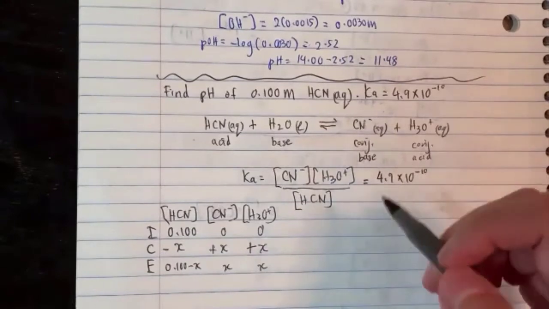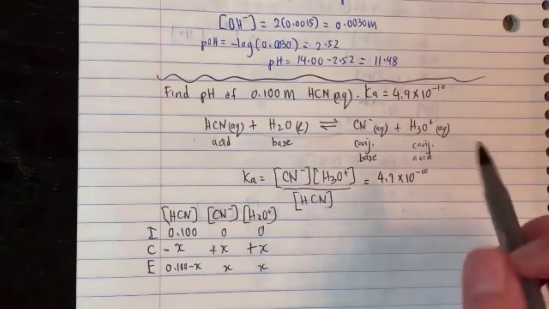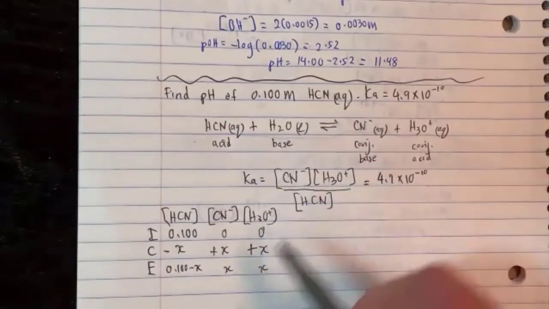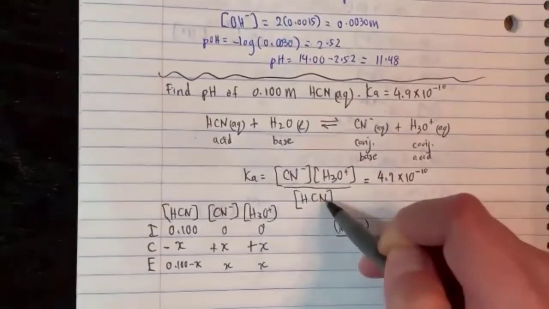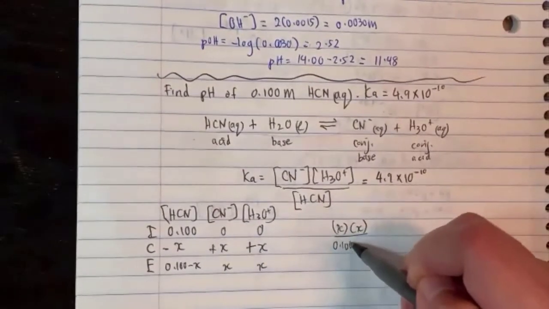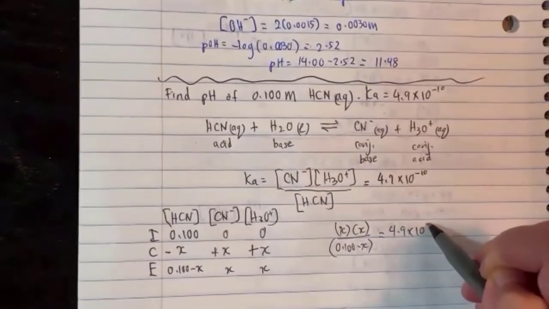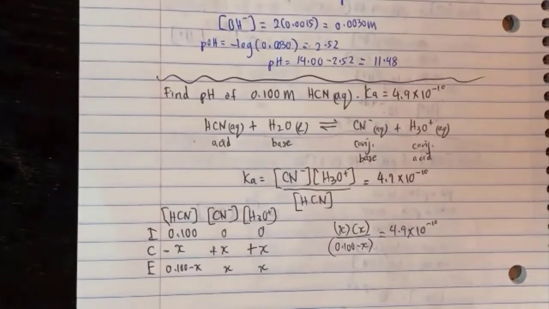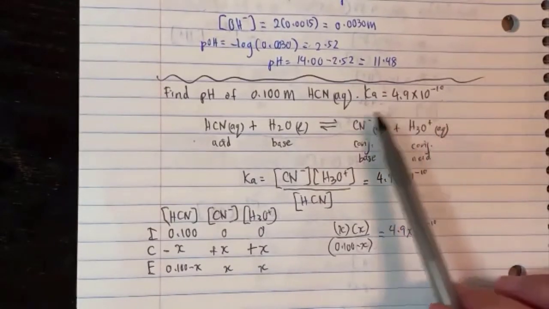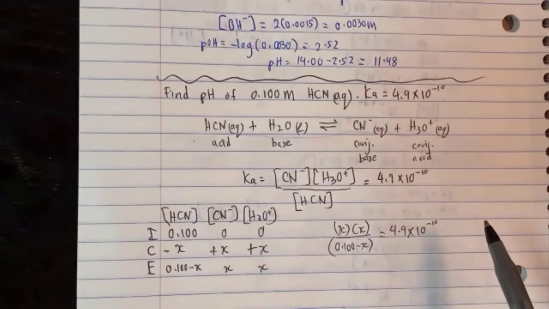Then we set up the K formula and plug these x values in. So this is CN and H3O plus, so it's x times x, and then HCN is 0.1 minus x, and that equals 4.9 times 10 to the minus 10. Before we continue, you want to decide whether to use your shortcut. Is my K really small, at least 10,000 times smaller than my initial concentration? Yes, it looks like it. So you should use your shortcut.